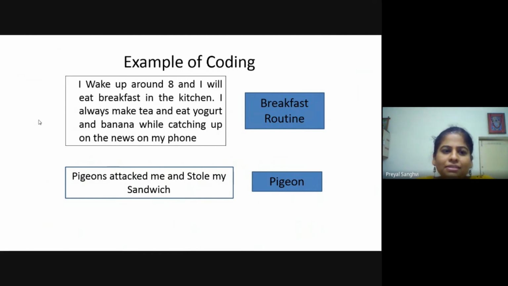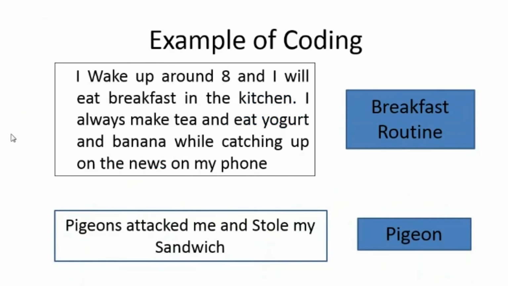The next sentence is: a pigeon attacked me and stole my sandwich. Basically, this sentence is all about the pigeon. So here we are going to code it as pigeon, because the sentence is explaining the pigeon. So we have coded this sentence as pigeon. Basically, a code can be a noun or an object, and we can generate codes based upon the research question or previous theories.